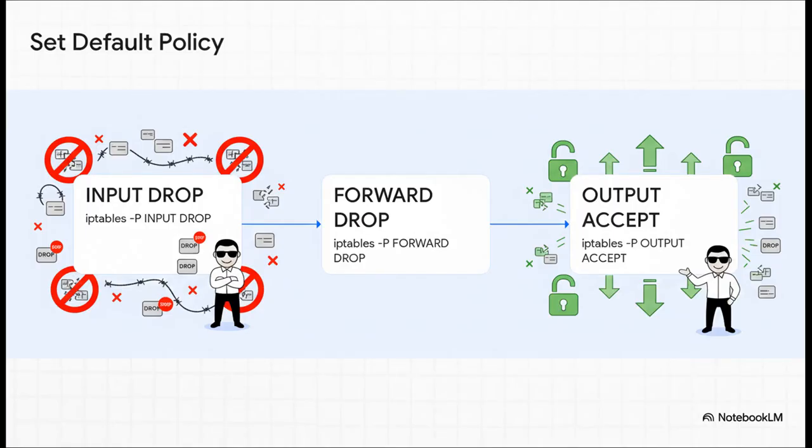The foundation of any good firewall is a default deny policy. This is huge. It means we tell the firewall to drop all incoming and all forwarded traffic by default. We usually let outgoing traffic be accepted, since that's stuff we're starting ourselves. And this is so crucial because it means if a packet doesn't match a specific allow rule that we create, it gets blocked automatically. Guilty until proven innocent.